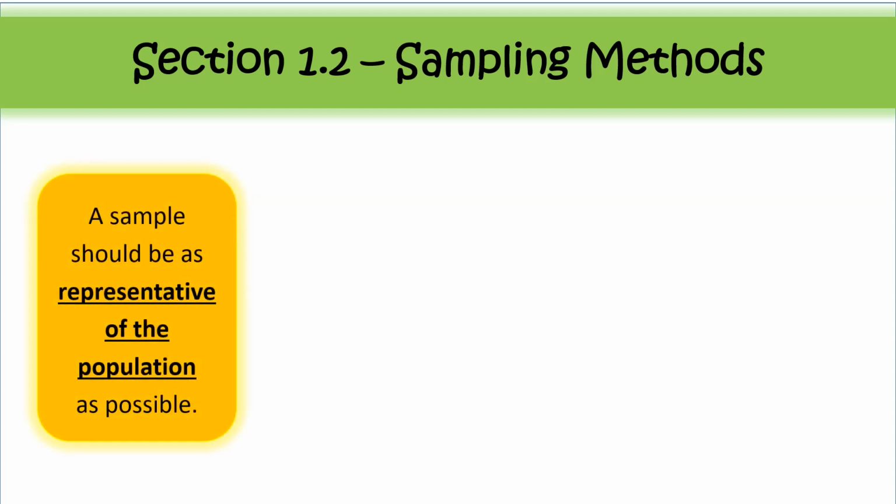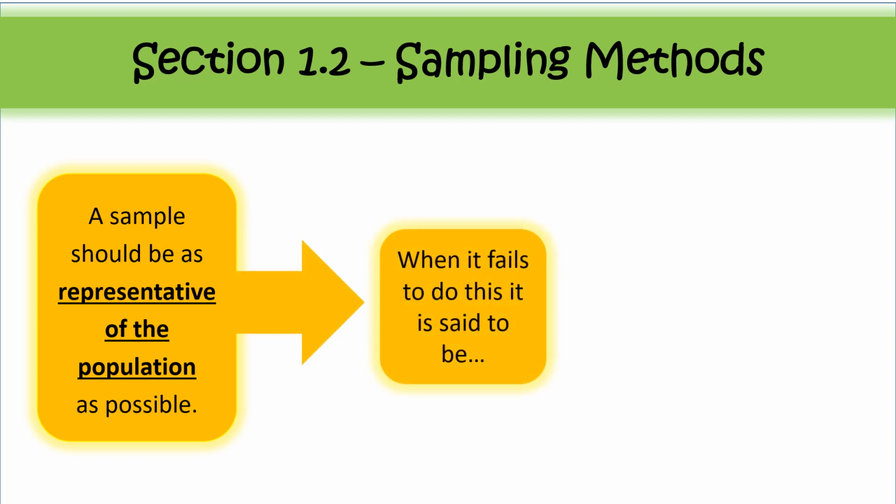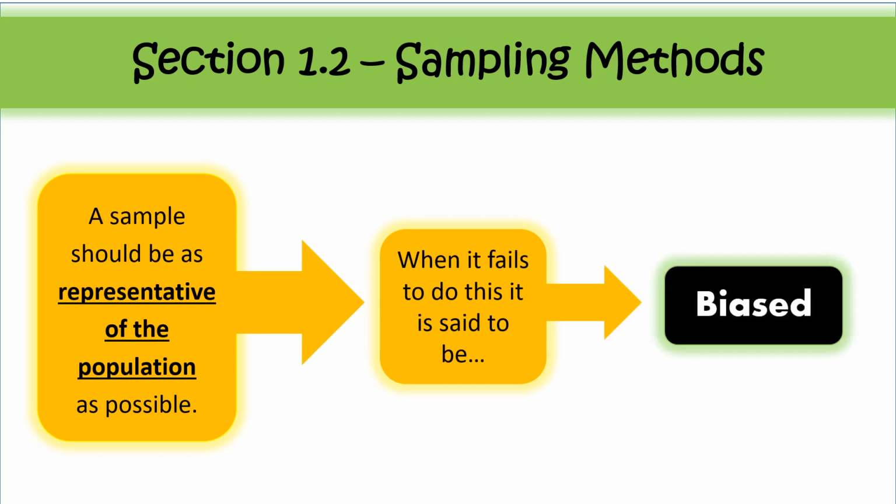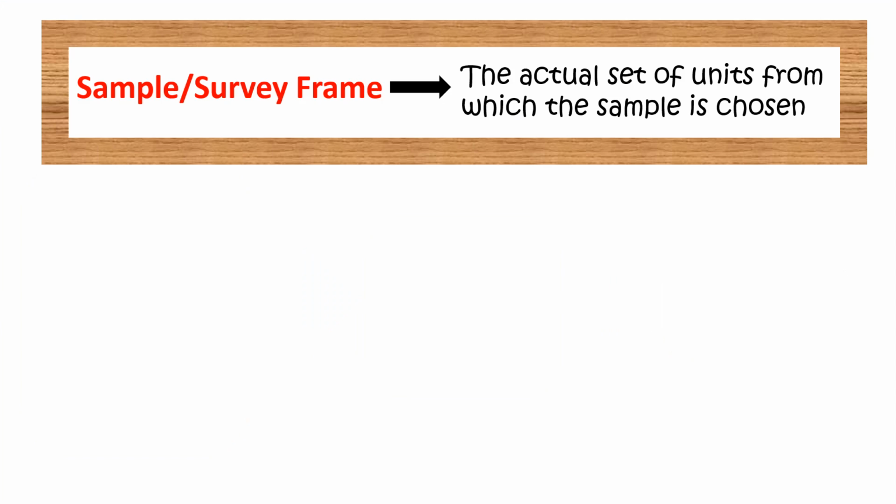Section 1.2 on sampling methods. So a sample should be as representative of the population as possible, because if it does not do that, then it is said to be biased. A sample frame or survey frame: these are just the actual set of units from which the sample is chosen.